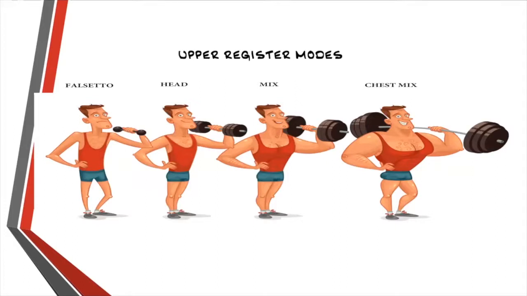Here are our upper register modes. Falsetto, very weak. Head, a little stronger. Mix, stronger yet. And chest mix, the strongest.